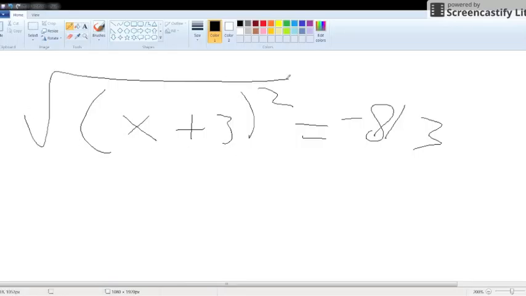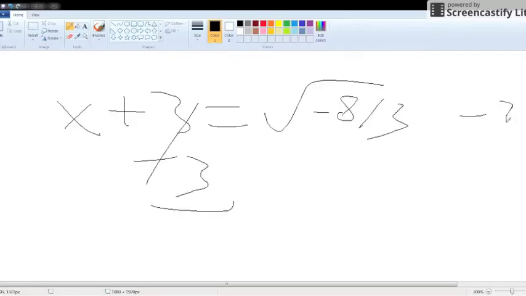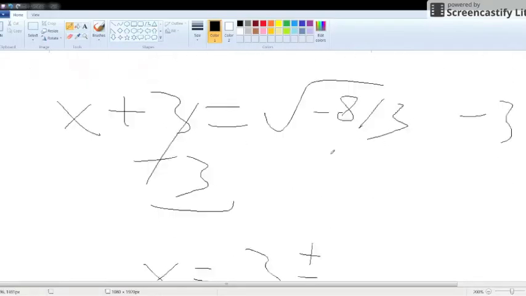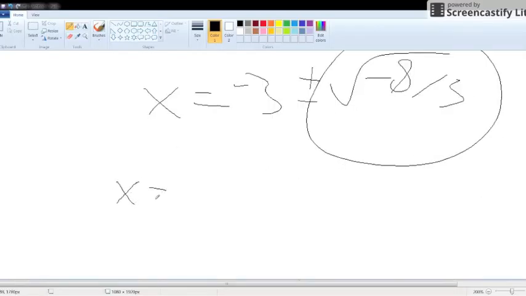Now, we will get the square root of this and the square root of this. Now, as you can see, this is a negative. So that means that here we are going to get an imaginary number. So over here, we have this. And now we subtract a 3, which gives us x equals negative 3 plus or minus the square root of negative 8 over 3. Now, when you simplify this, you get x equals negative 3 plus or minus 2i square root 6 all over 3.